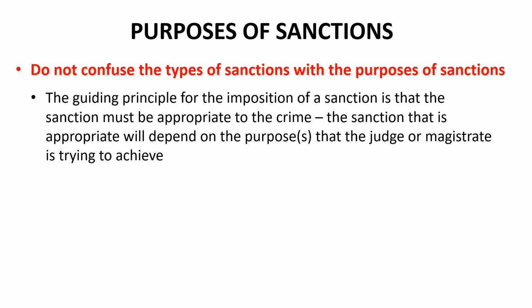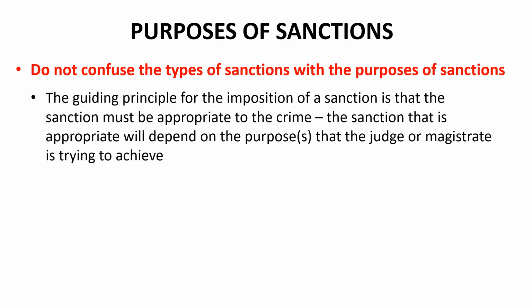In deciding what sanction is appropriate, the judge or magistrate must decide what purpose or purposes they are trying to achieve. For example, if a judge thinks that the most important purpose in sentencing the accused is to punish the accused, perhaps because the offence is a very serious one, such as violent assault, then the judge might decide that imprisonment is the most appropriate sanction for the accused.